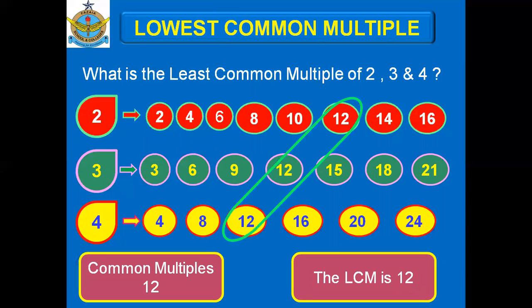Now we circle the common one. 12 is common, and only 12 is common. That's why the LCM is 12.